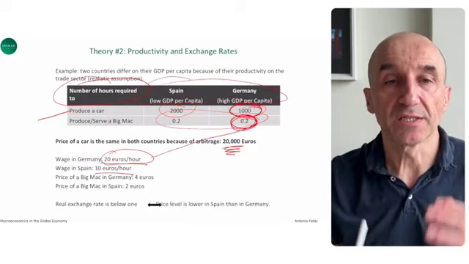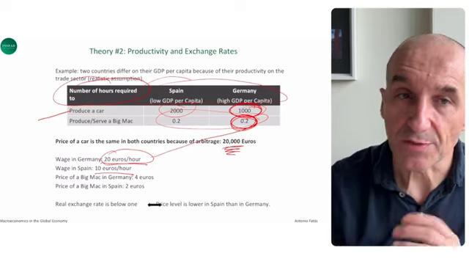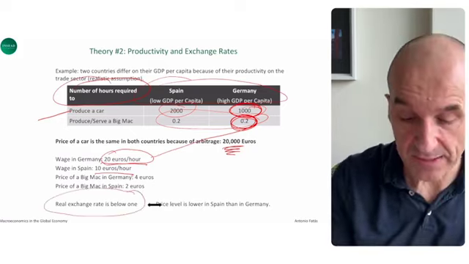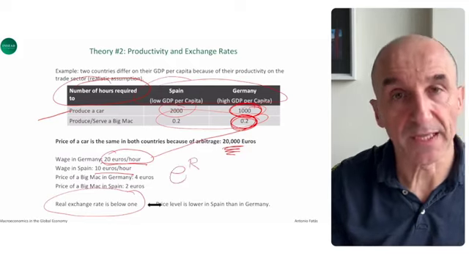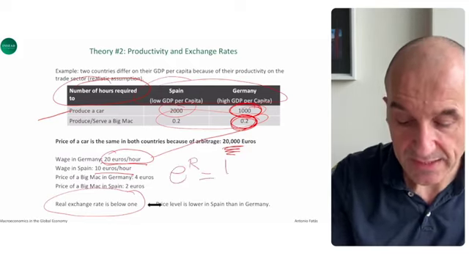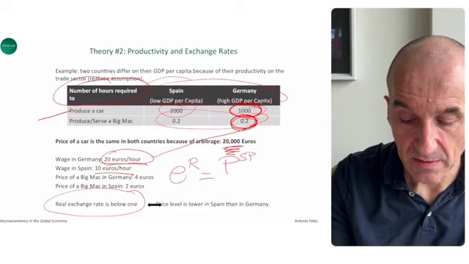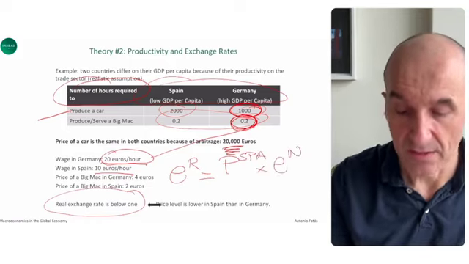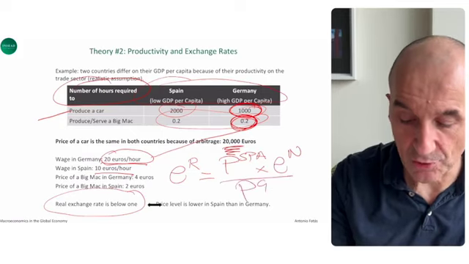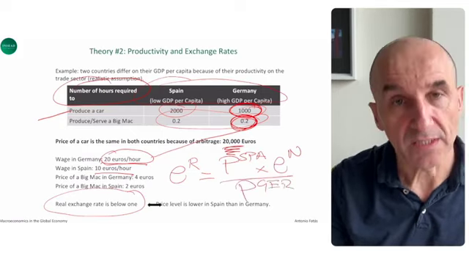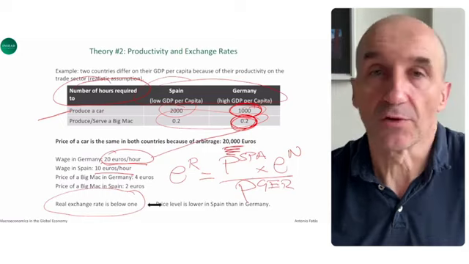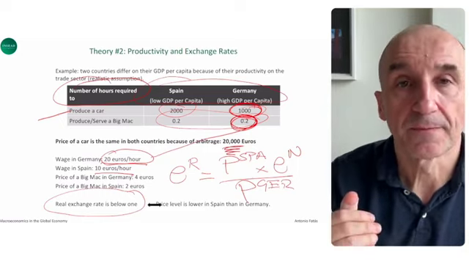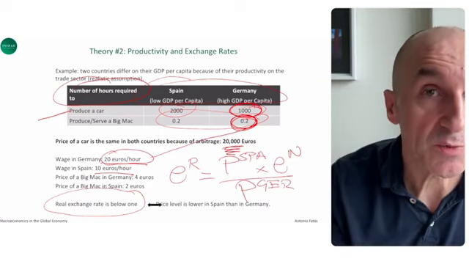My conclusion is, if I look at these two countries, the real exchange rate, if I take the perspective of Spain, so I'm going to call Spain the home country, prices in Spain multiplied by the nominal exchange rate divided by prices in Germany, this number is going to be lower than 1. In other words, the cost of living in Spain is just cheaper.